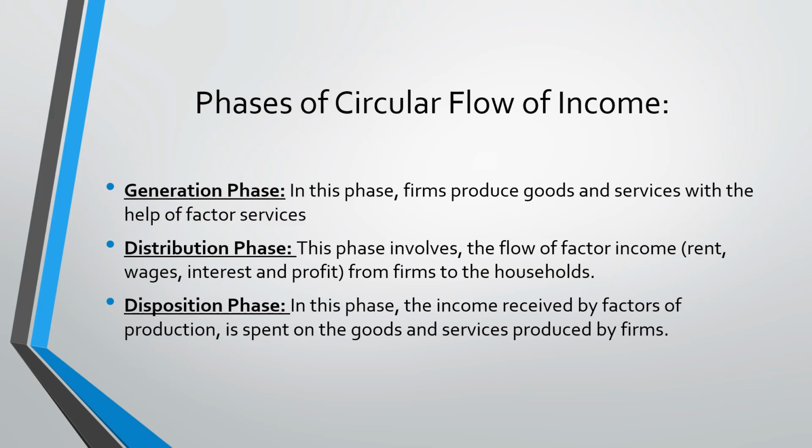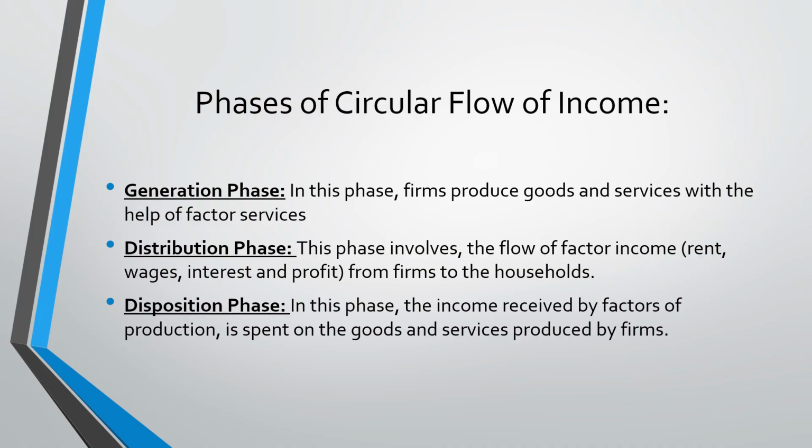As you remember the diagram, the first phase is generation phase, in which firms produce goods and services with the help of factor services. So we are the factor services. Factor services means the amount paid to the factors of production for their services. Right. Now distribution phase involves a flow of factor income from firms to households. Obviously when we are working and helping in the production, then we will be getting our income.